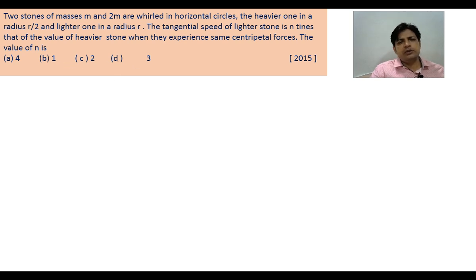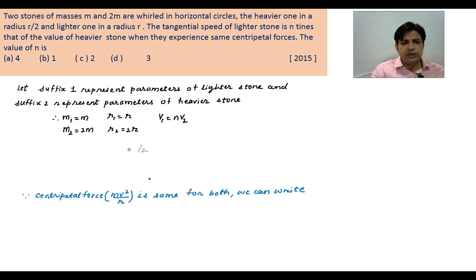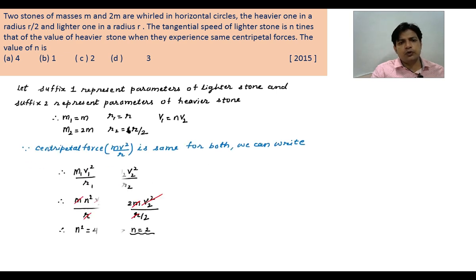So it's a very easy problem. I will denote the small mass by suffix 1 and the bigger one by suffix 2. So this is what I'll get, right? Centripetal force is the same for both of them. So I can just write mv square by r equal to the same for both of them. This is what I'll get if I solve. So I don't think this question was at all difficult.